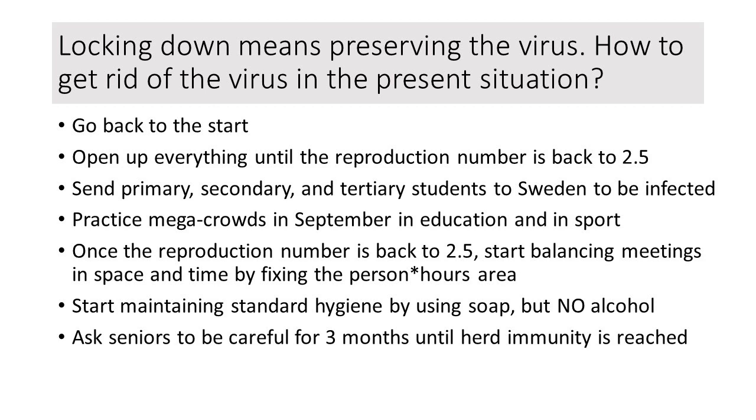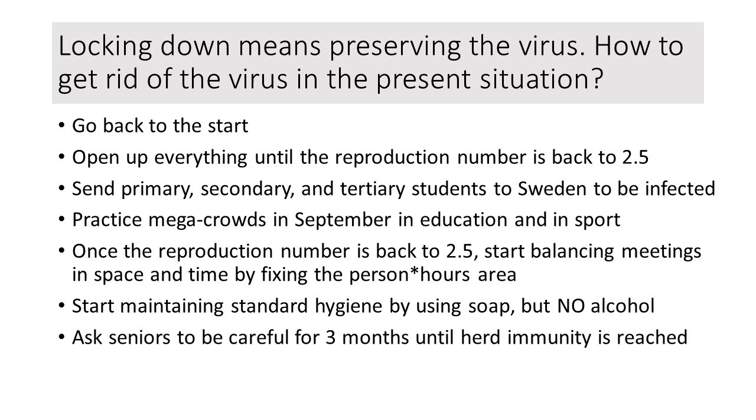Locking down means preserving the virus. How to get rid of the virus in the present situation? Go back to the start. Open up everything until the reproduction number is back to 2.5. Send primary, secondary, and tertiary students to Sweden to be infected. Practice mega crowds in September in education and in sport.